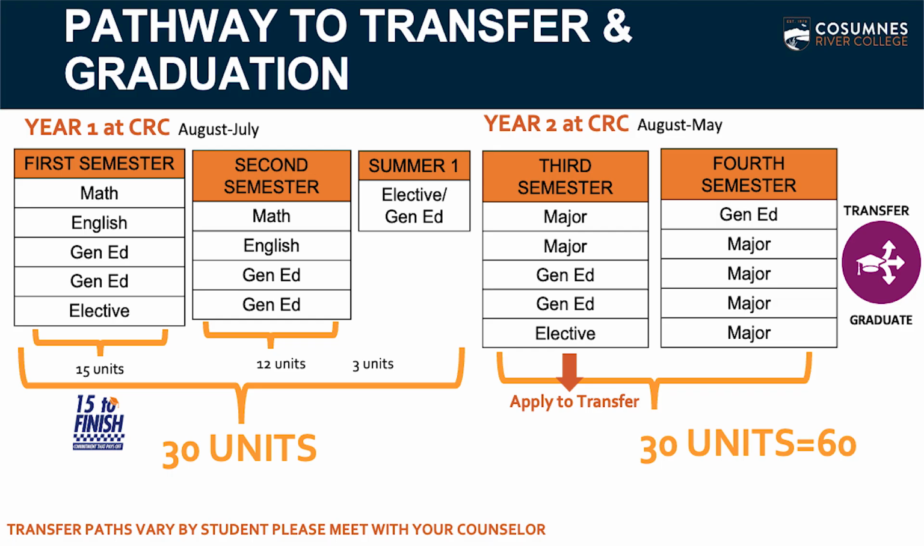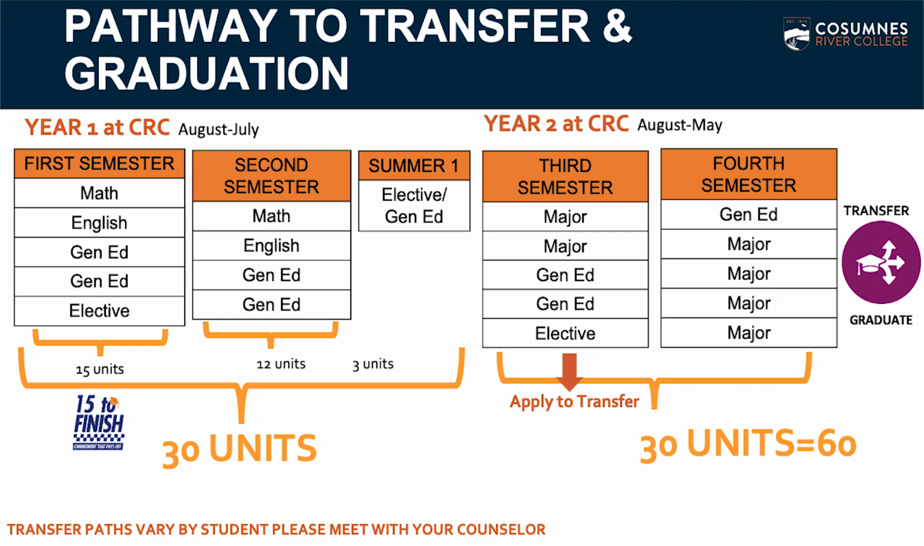However, we do understand that students may have other obligations that would prevent them from taking a 15-unit load, and that's okay. Another option would be to enroll in 12 units in a semester, which is the minimum number of units required to be considered full-time, and make up the additional 3 units during the summer session. Taking 30 units every academic year will add up to 60 units at the end of 2 years.